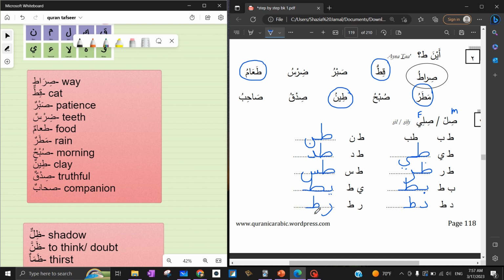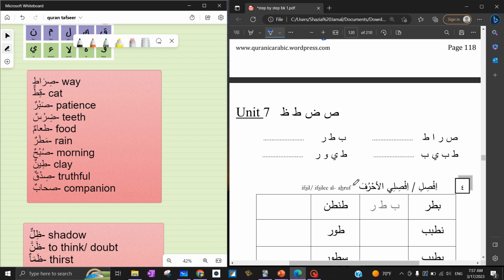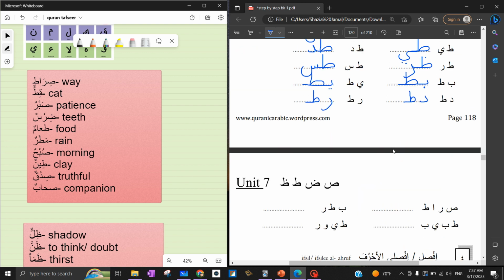So sorry, I'm making with the stem first and then making the round shape. Don't follow this incorrect way. You first make the round shape and then put the stem. This is the acceptable way of writing ta.